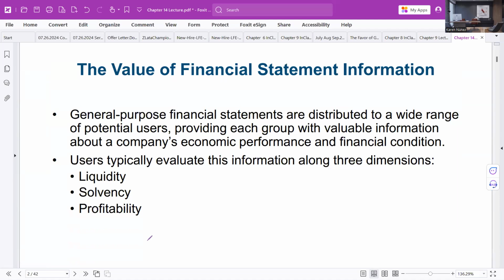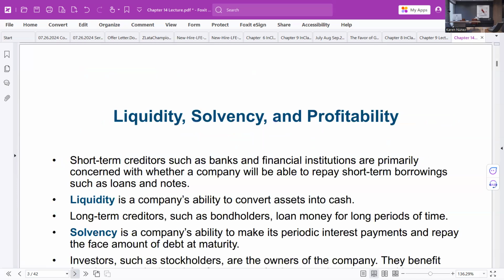Financial statements are distributed to external users, internal users, to a wide range of users, and each group tries to cull valuable information from financial statements. Typically, they're looking at three dimensions: liquidity, solvency, and profitability. Let's talk about these three things.